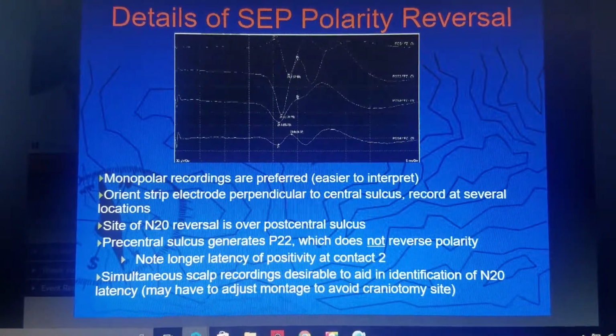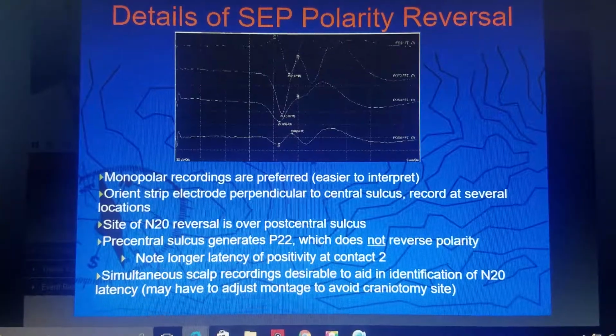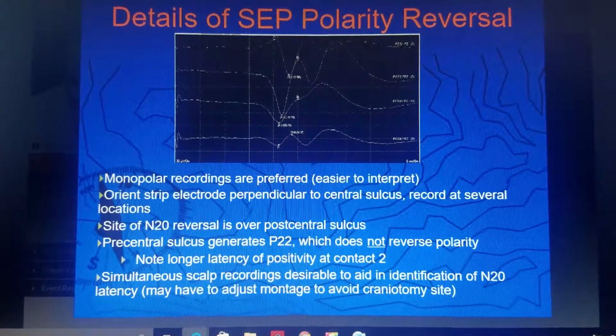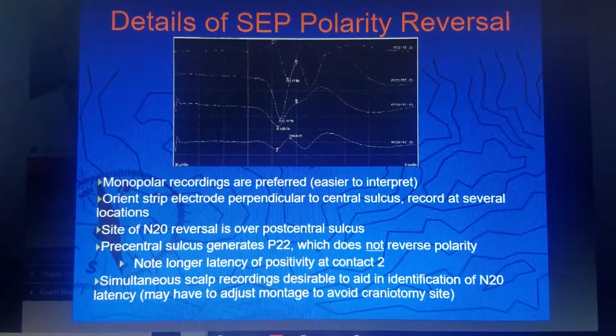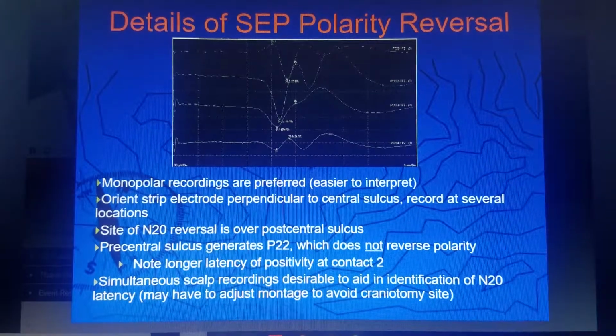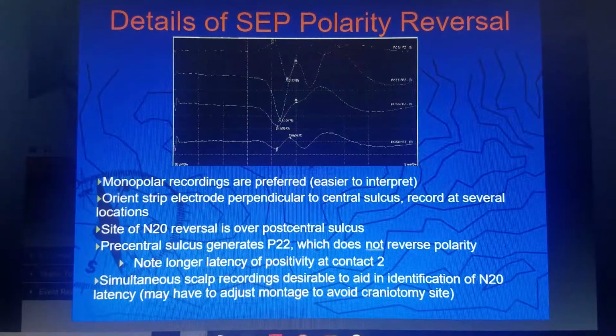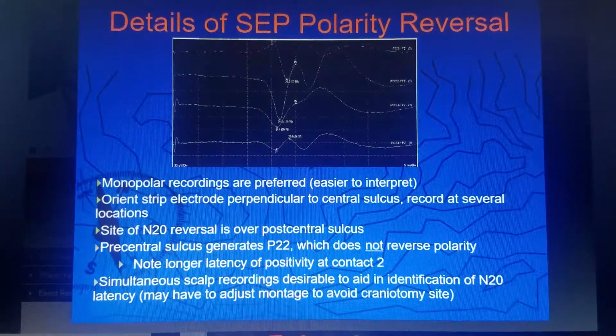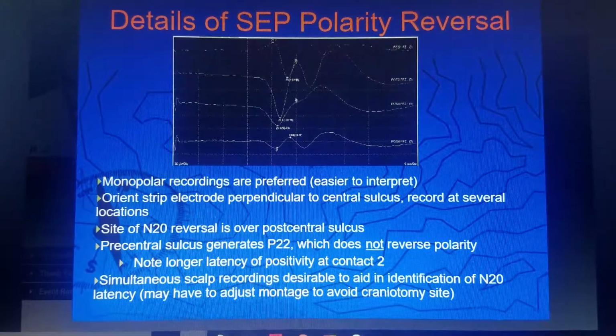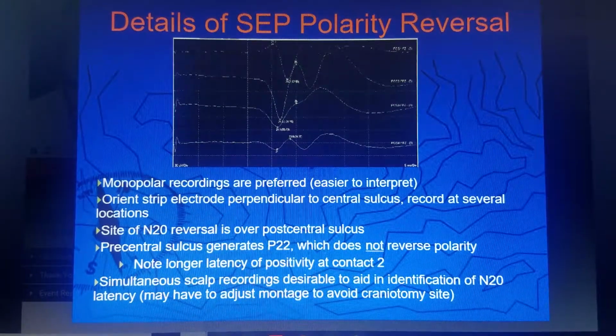Incidentally, it's always good to have a scalp SEP along with this. It's not shown in this slide, but you want to know where N20 is. You want to make sure, because these are nice, clean recordings. They're sometimes not this clean. You've got multiple peaks, and you want to make sure you know which one is N20.